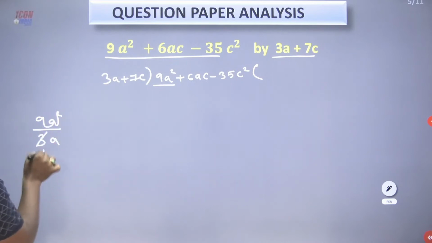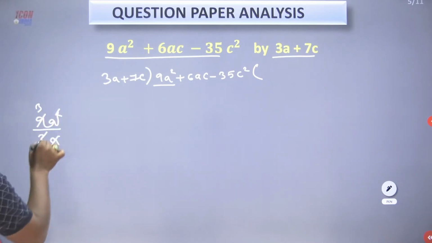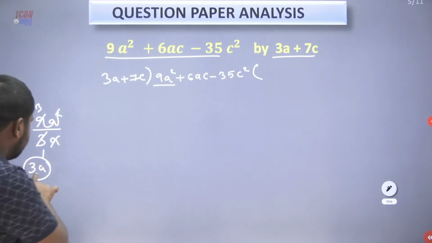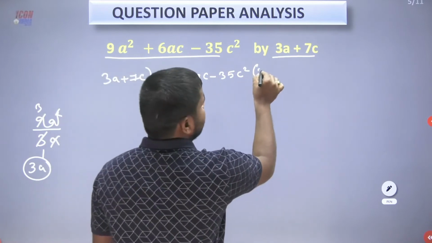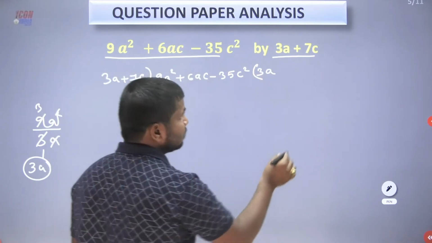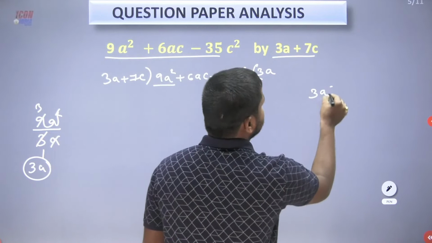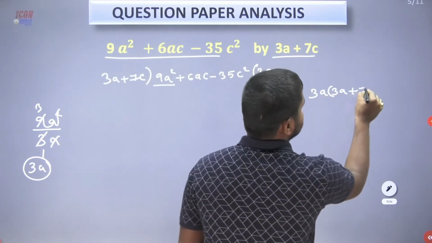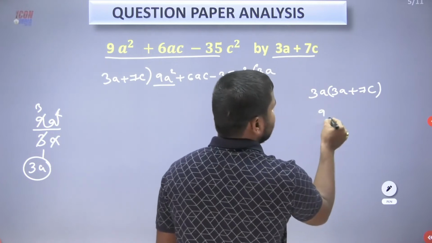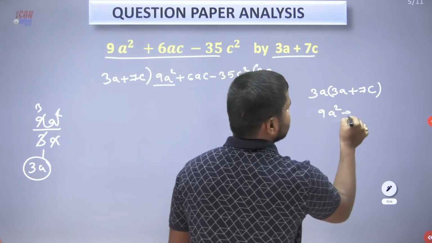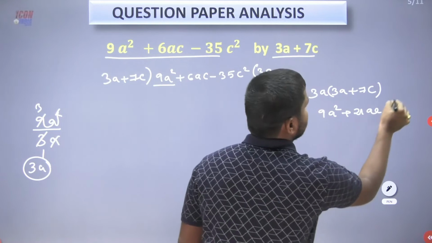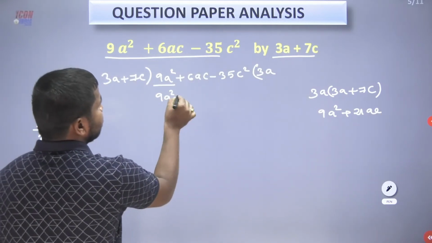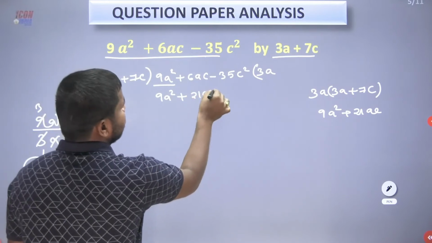3 1s are 3, 3 3s are 9, a will get cancelled, so the remaining is 3a. It means we need to multiply with 3a. So 3a into 3a plus 7c: 3 3s are 9, a into a is a square, 3 7s are 21, a into c is ac. So here we got 9a square plus 21ac.